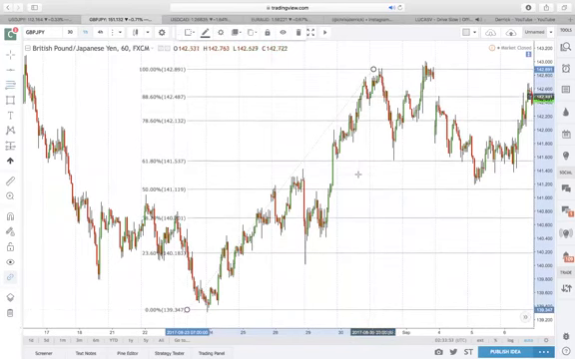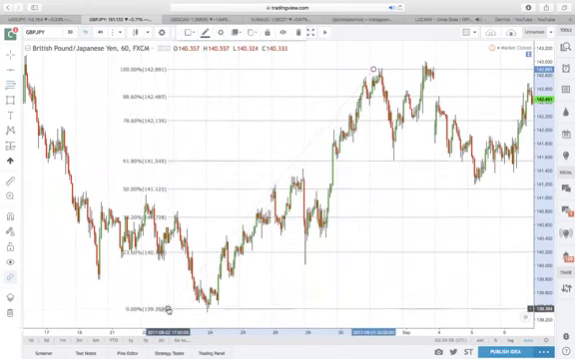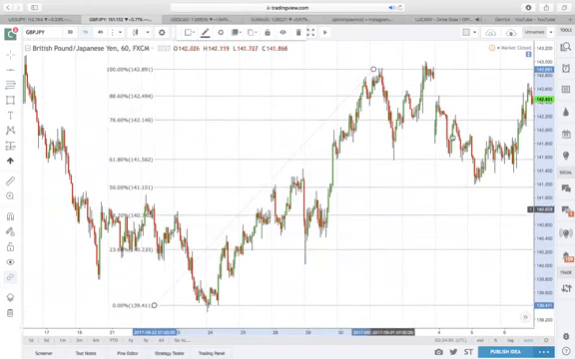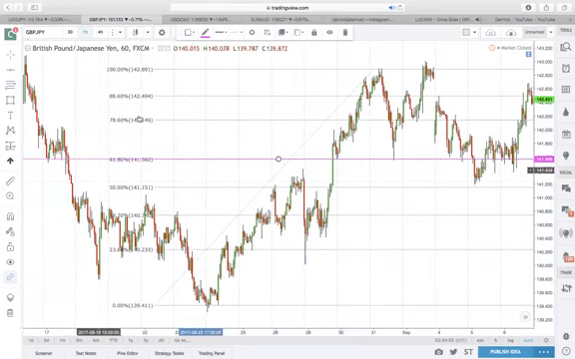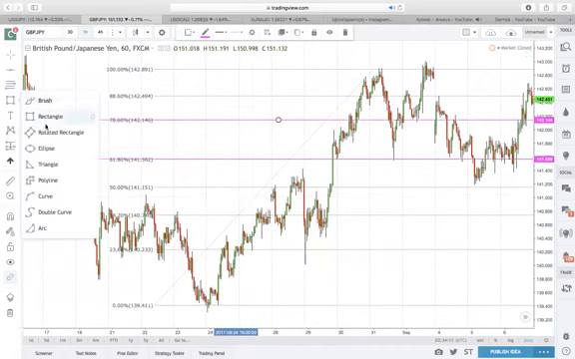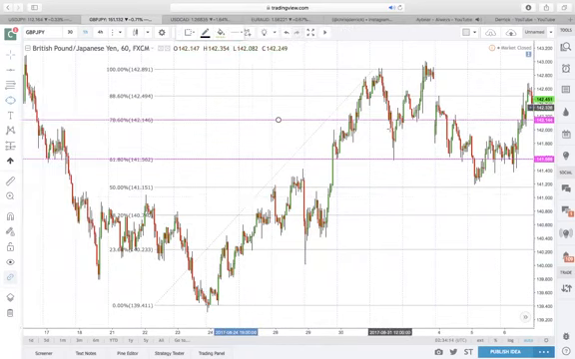So this area right here, you can see, where did it hit perfectly off of? 61.8. Okay. Where did it hit again? 78.6. So my entries, by being patient, price started coming down to this point. I could have been waiting for this area this whole time, and I could have been waiting for this area this whole time. And that would have been the difference maker of me collecting those guaranteed pips.